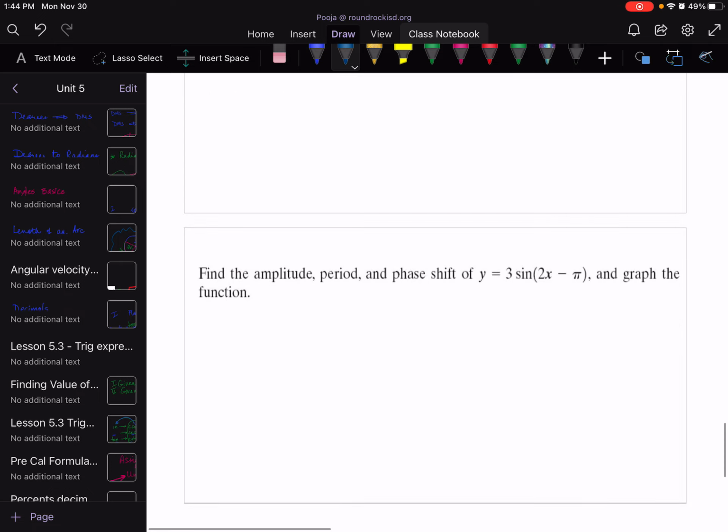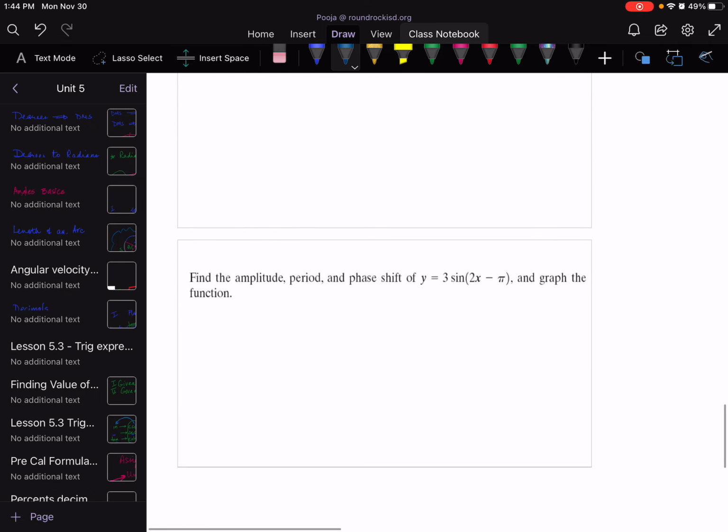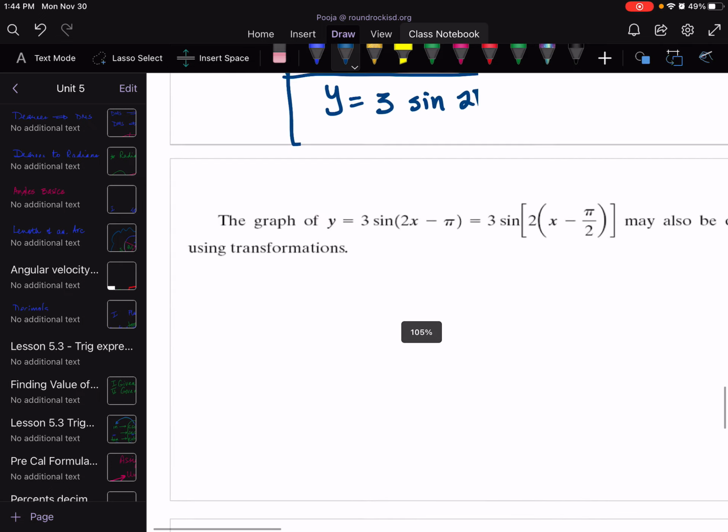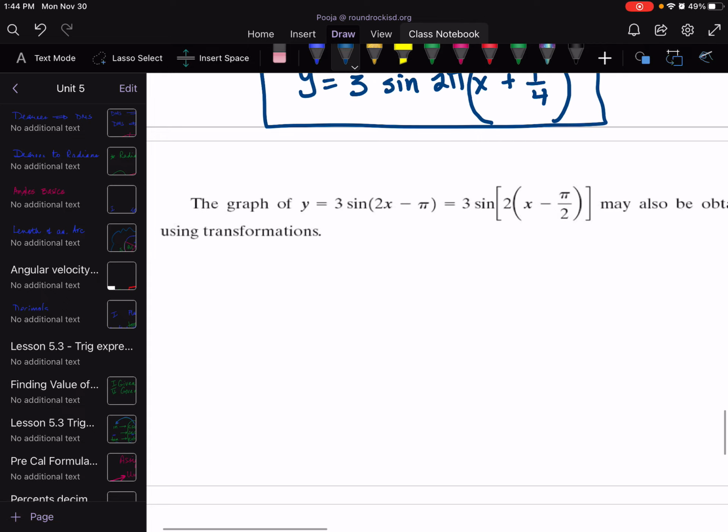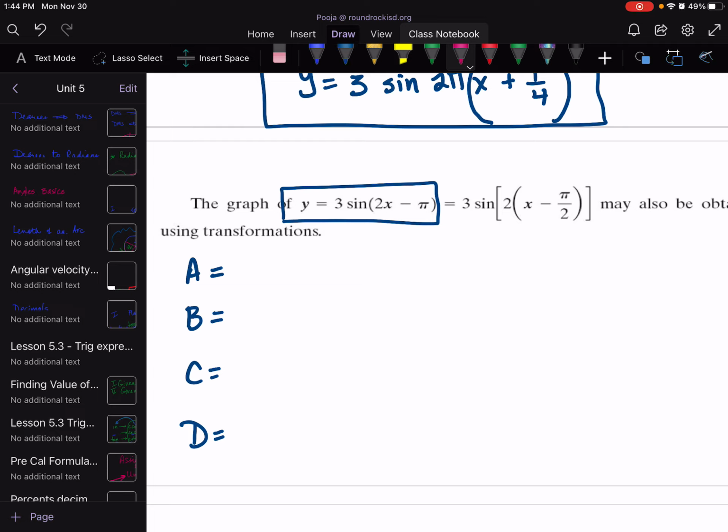All right, and these two look like they're the same. So what is this asking me? The graph of this may also be obtained using transformation. So we have this here. Let's see if we can identify amplitude, B, C, and D for this. Amplitude should be a no-brainer now: 3.